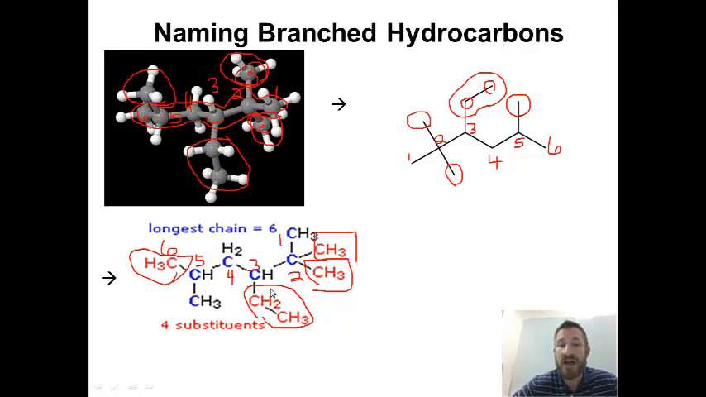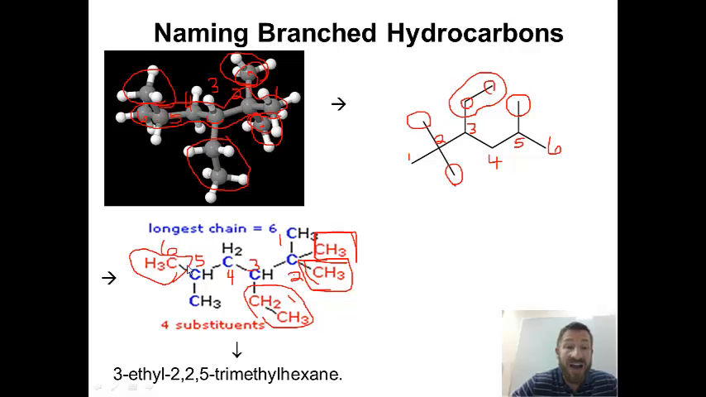So we'll name this ethyl first, and then we'll say 2,2 because both of these methyls here are attached to the number 2 carbon. So we'll say 3-ethyl, 2,2,5, because there's another one here, 5-trimethyl, and then hexane. That's our first 3 structures to name. We're going to get a lot more practice in class if you're confused at all.